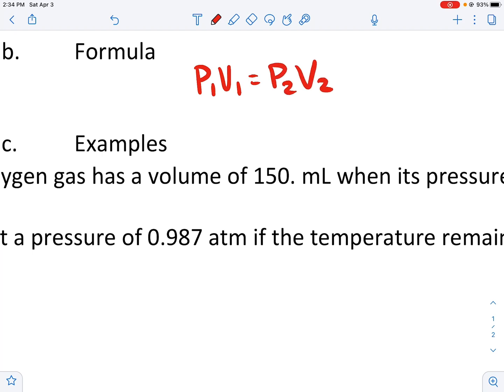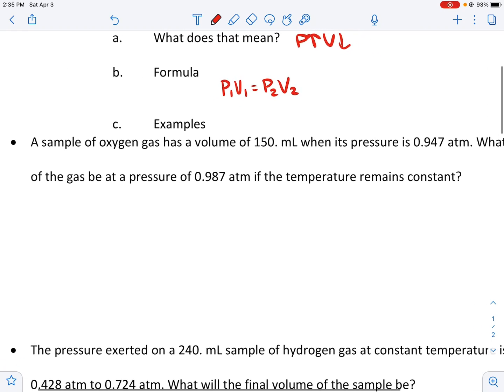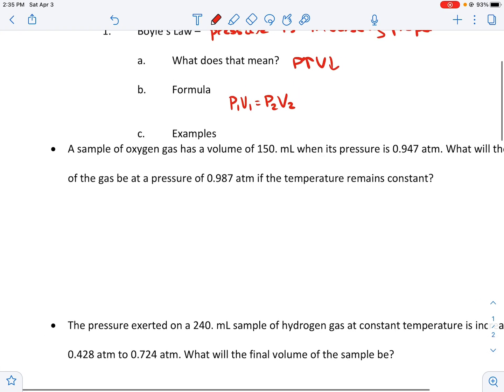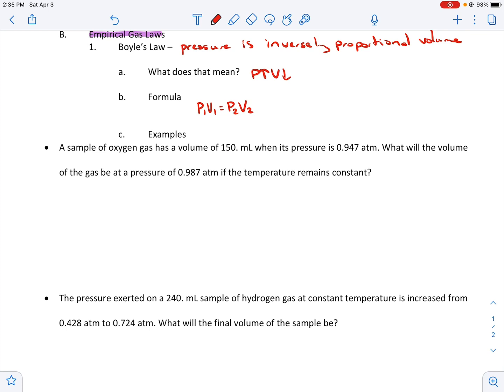So we're going to be changing pressures and volumes as we go through and seeing how they affect each other. Okay? So let's work an example. A sample of oxygen gas has a volume of 150 milliliters when its pressure is 0.947. What will the volume of the gas be at a pressure of 0.987 atmosphere if the temperature remains constant?